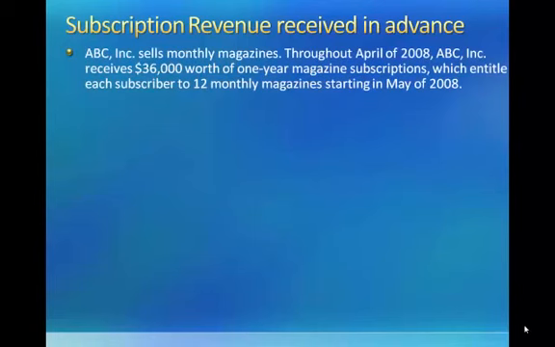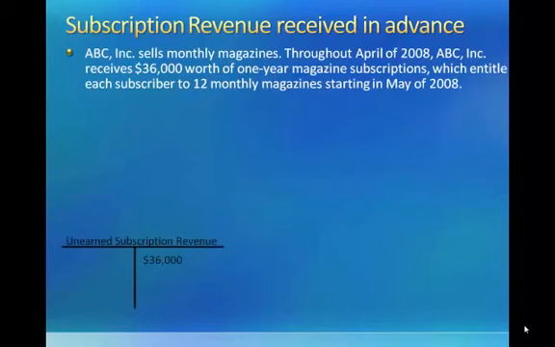Consider the following example. ABC Inc. sells $36,000 worth of monthly magazine subscriptions in April of 2008, and each subscription entitles the subscriber to 12 monthly magazines beginning in May of 2008. Because none of the magazines have been sent when the subscription revenue is received, ABC Inc. is required to record the entire $36,000 in a liability account that they might call unearned subscription revenue.